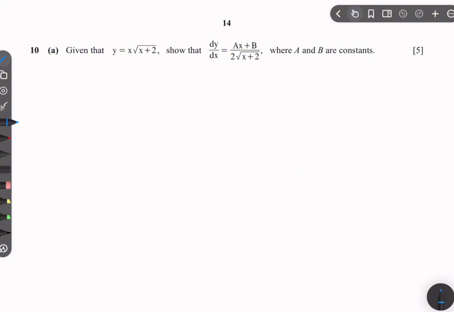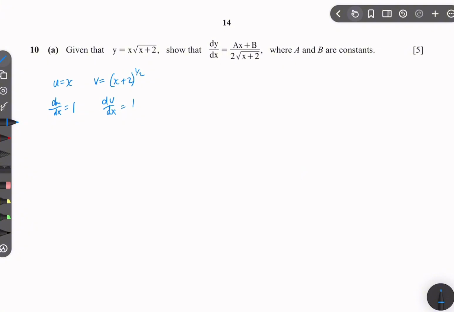Question 10a. Given that this equation shows the differentiation is this. Okay, so we can use the product rule to differentiate because the equation has 2 terms multiplied by each other. So the first term is x, the second term is the square root of x plus 2. We can just change this to x plus 2 to the power of 1 over 2. And then differentiate this.